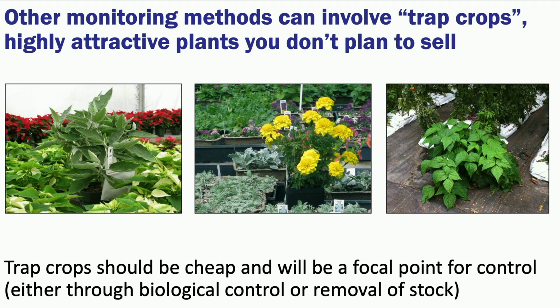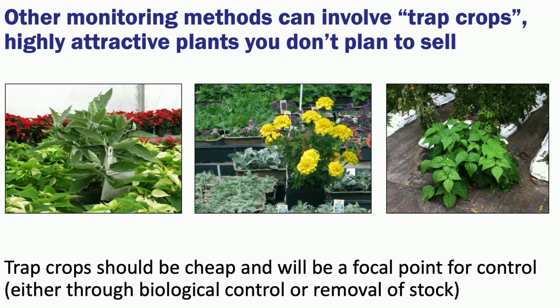The other thing to do if you aren't intrigued by the idea of sticky cards is to consider trap crops. There are trap crop lists out there. Trap crops are cheap. Trap crops are disposable, and you don't plan to sell them, but they're highly attractive to pests. So things like beans and marigolds, you can put these in between the plants that you're actually growing, and the pests will go to them first.